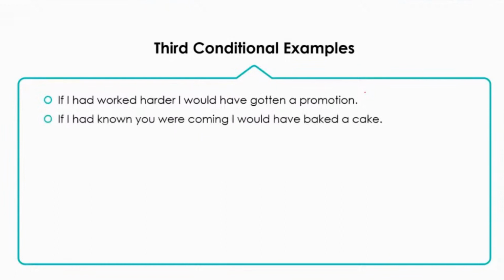If I had known you were coming, I would have baked a cake. Maybe it's my friend's birthday and they come to my house unexpectedly, and I say, "Oh, if I had known you were coming, I would have baked a cake." So I can't change this, right? This is totally hypothetical. I can't go back in time and bake a cake, but I can tell my friend, if I had known you were coming in the past, I would have baked a cake in the past.